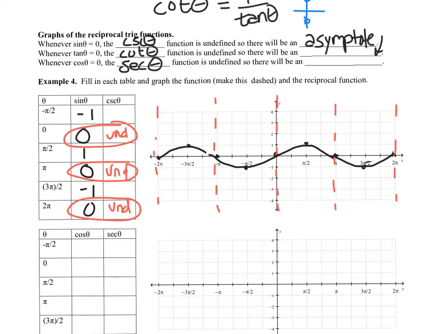Okay, another thing that I'm noticing is that if you take the reciprocal of negative 1, it's negative 1. 1 divided by negative 1, or 1 divided by 1. So these points, the 1s and the negative 1s, are going to be your other intersections, or your other points on the cosecant graph.